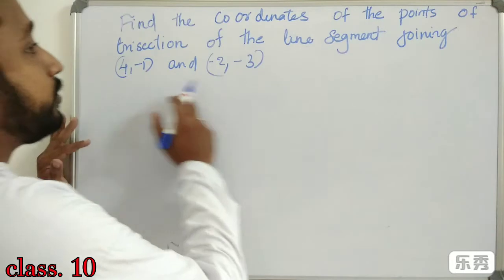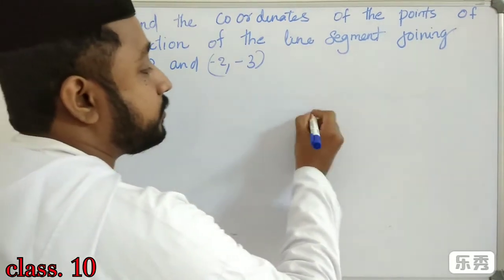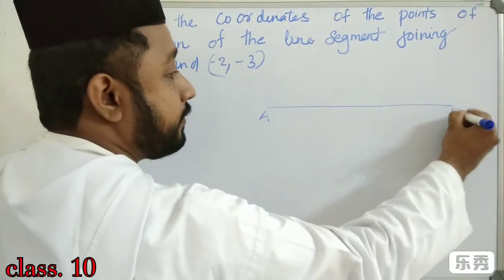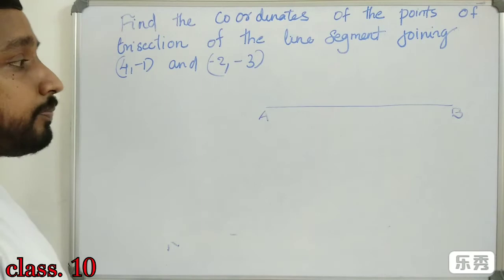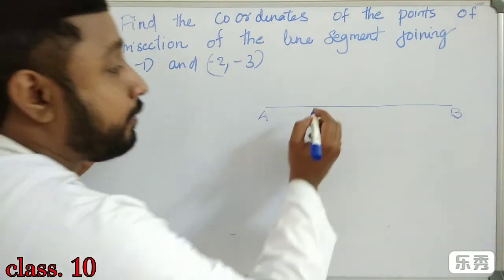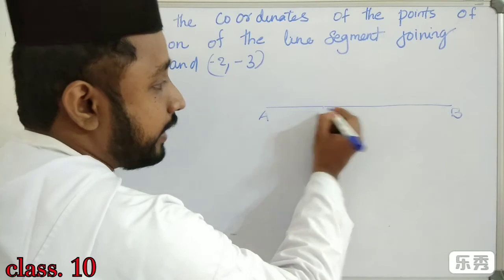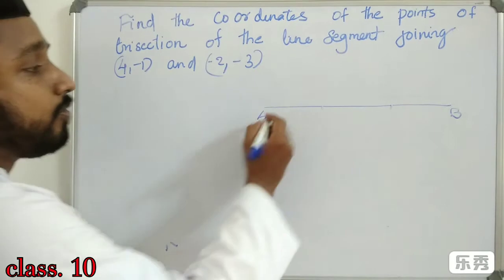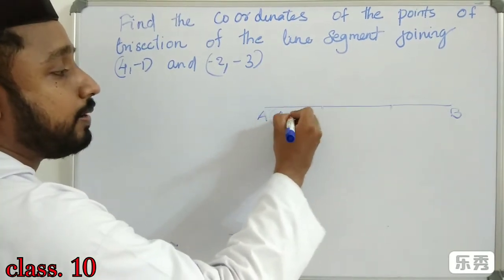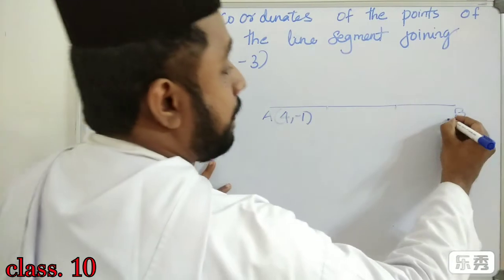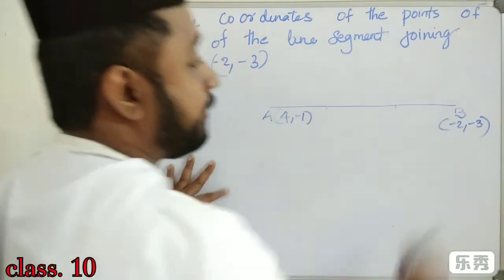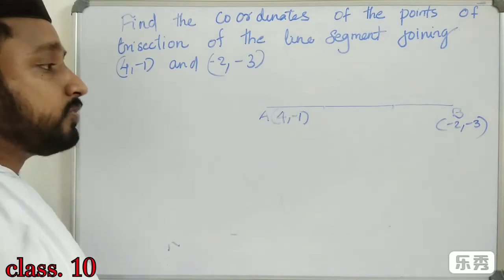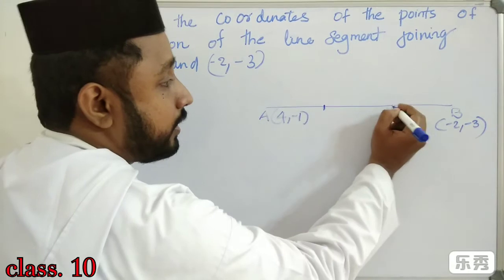So, 2 points A and B and the trisection. We are going to cut this line into 3 equal parts. That's a trisection of the line segment joining (4, -1), this is (4, -1) and this is (-2, -3). We have to find the trisection. Here is a point, here is another point.